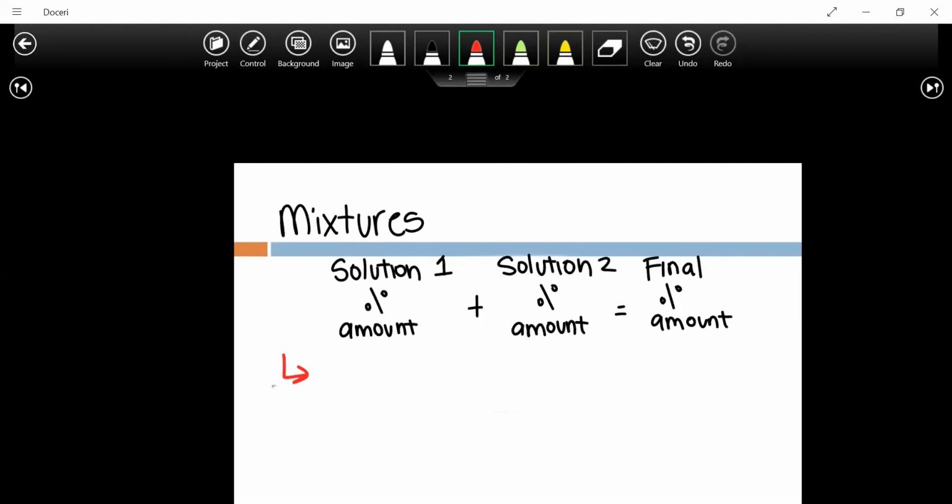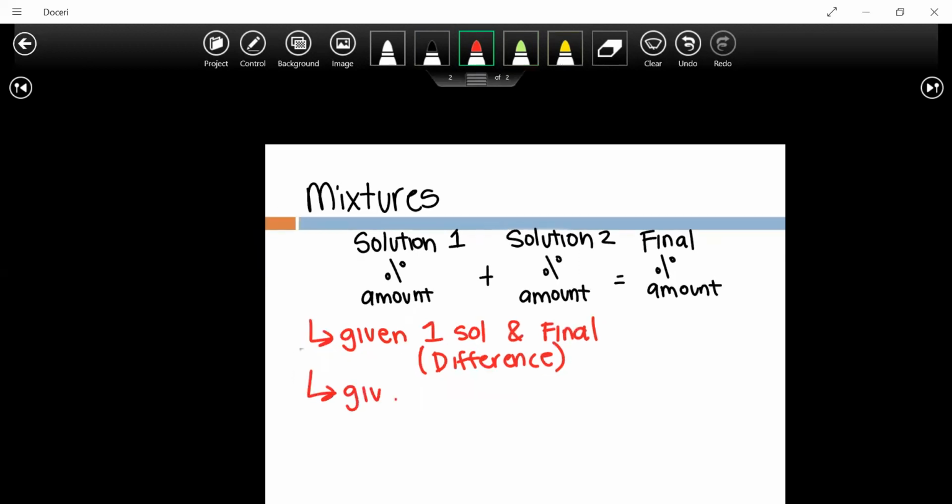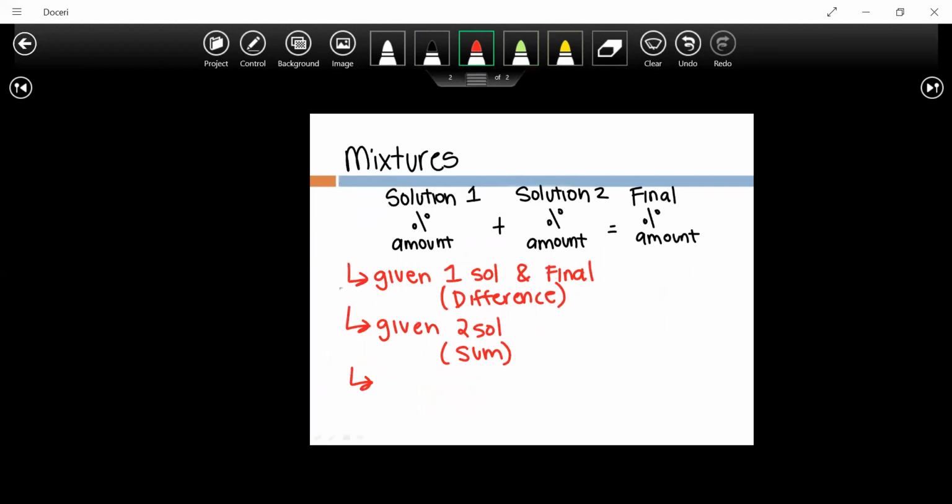The notes we want to make on this is, given one solution and final, we're going to have to find the difference of one of the solutions. If we're given 2 solutions, we're going to need to find the sum. And we also want to note percents to decimal conversion. So we want to be able to change those around. Okay, we got to convert that.